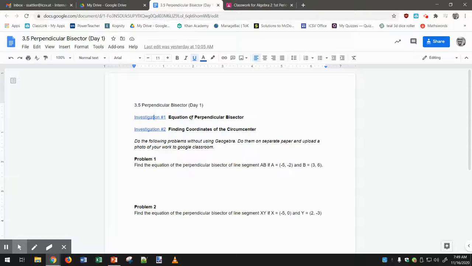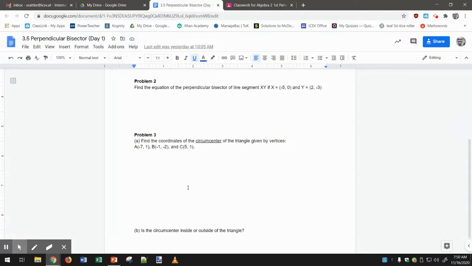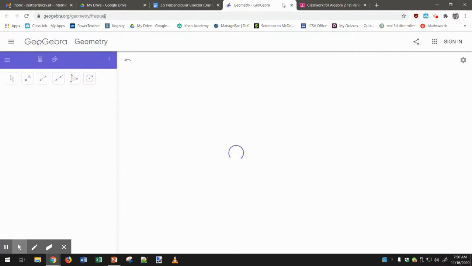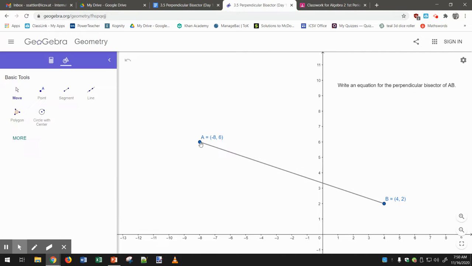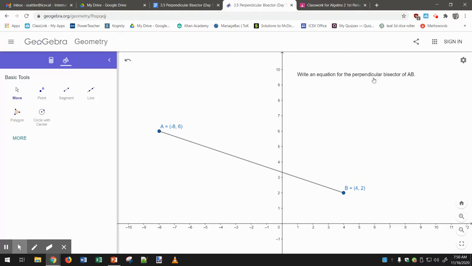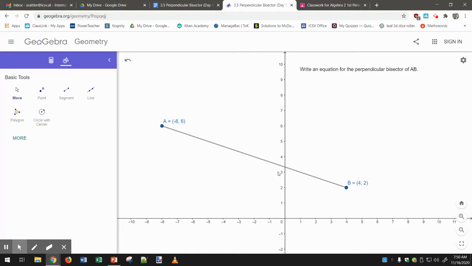Okay, we're going to go through 3.5 and kind of do this in 2 days. So we're going to be trying to find equations for perpendicular bisectors, which is something that we've already been doing in calculus. These are the homework problems for you to do after I go through 2 investigations. So this is GeoGebra. We've got a line segment. So write an equation for the perpendicular bisector of AB.